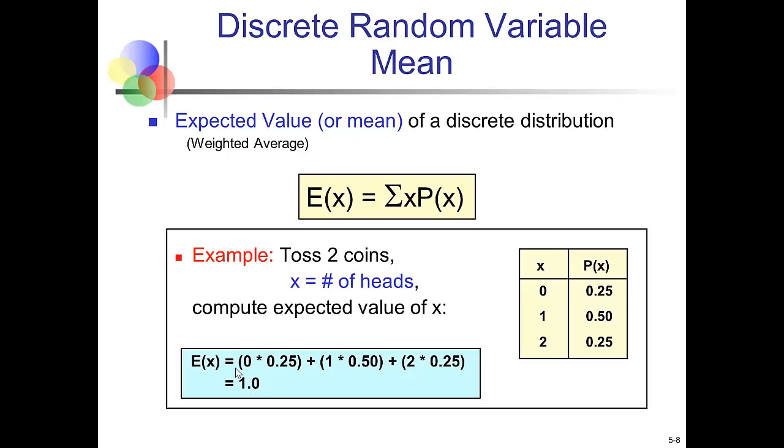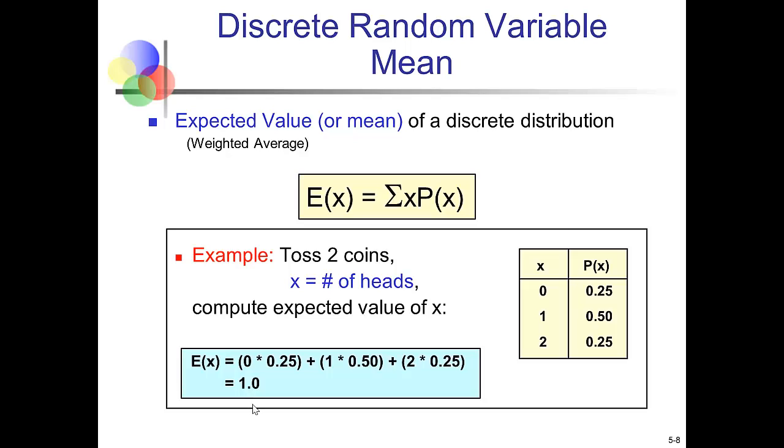The expected value of x would be no heads, that's our first x value, times the probability of no heads occurring, that's 1/4, plus 1 head times the probability of 1 head occurring, plus 2 heads times the probability of 2 heads occurring, and add those pieces together. We get an expected value of 1, which makes sense. If we have a fair coin, we would expect the head to come up on average once every other toss.